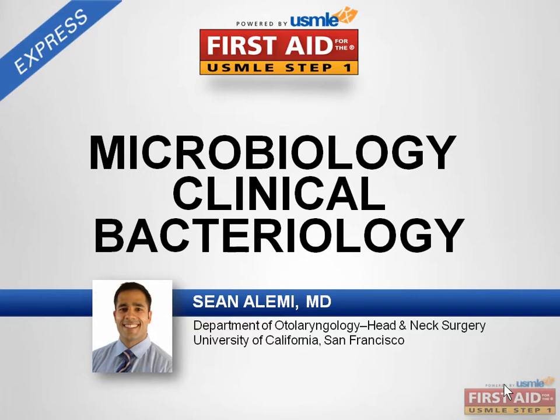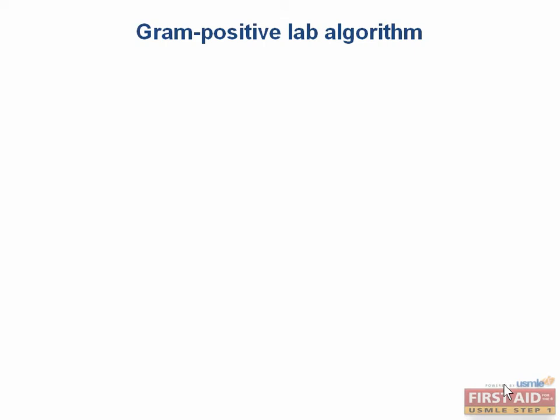Next up is clinical bacteriology. Let's do it. In your book, you'll find a great flow diagram for working up gram-positive organisms. The key thing to remember here is that the gram stain is always your first step. Once you know if the bug is gram-positive, then you can start asking questions about the characteristic of that bug.